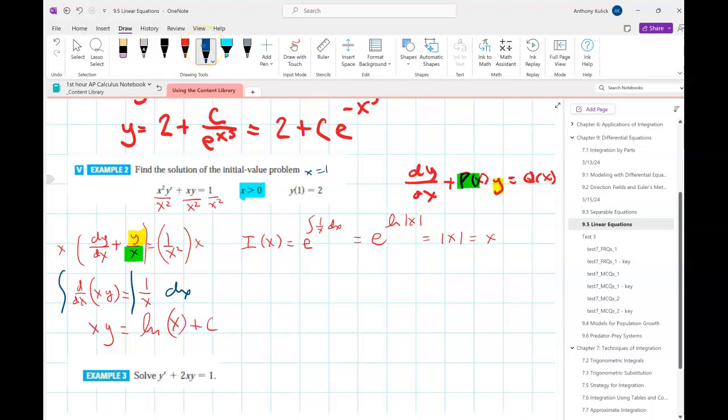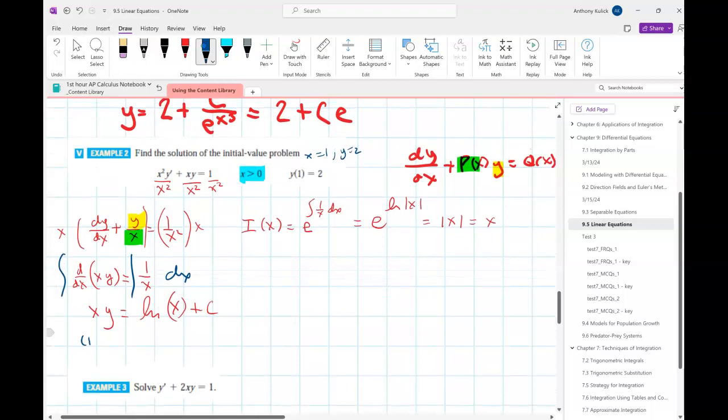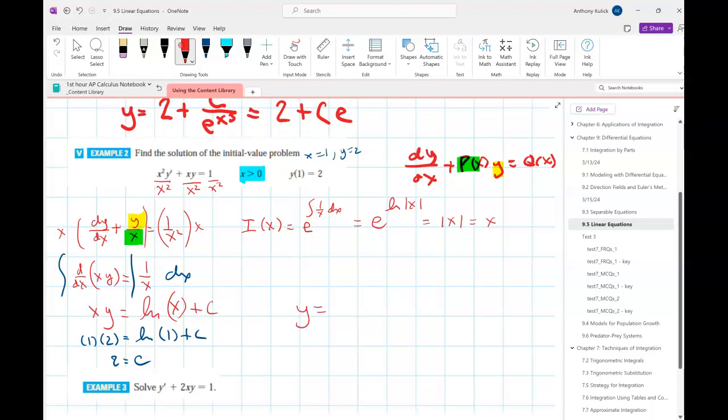And then to get the y by itself, well, I think I'm going to solve for c right now. Right? So x is 1, y is 2. Feels easier than having the fractions rattling around in there, doesn't it? So c is 2. Natural log of 1 is 0, right? So I can say then y equals the natural log of x plus 2 over x.